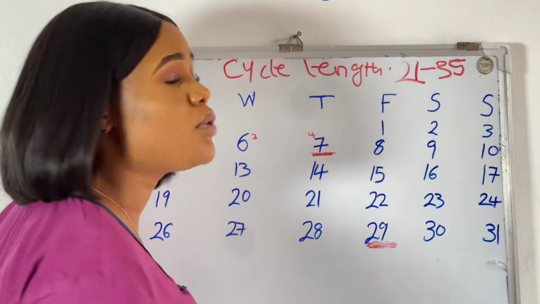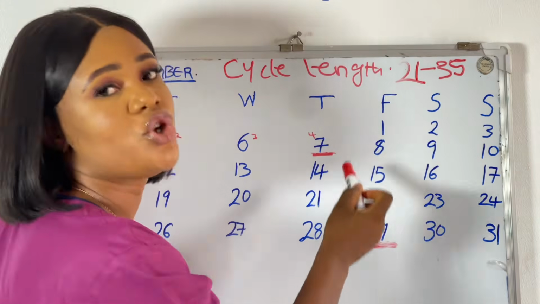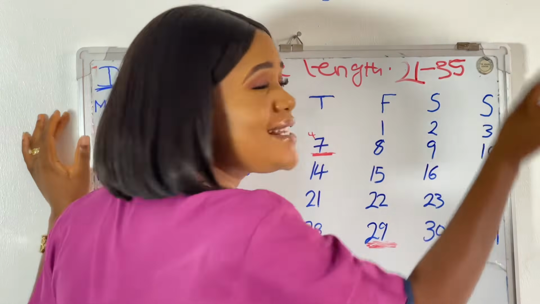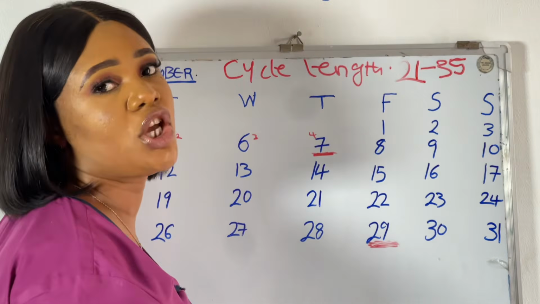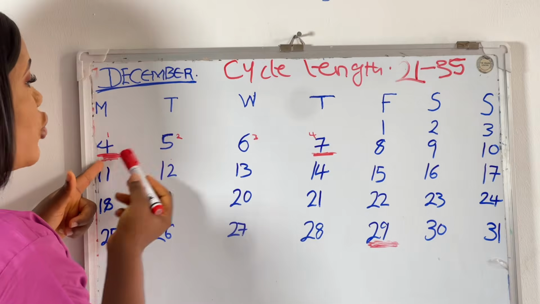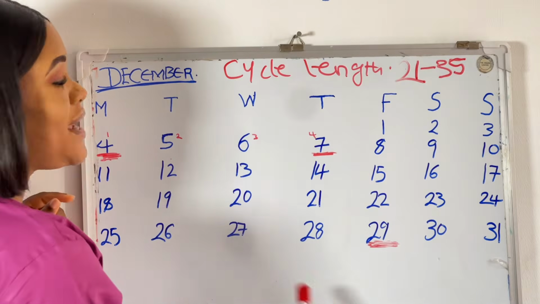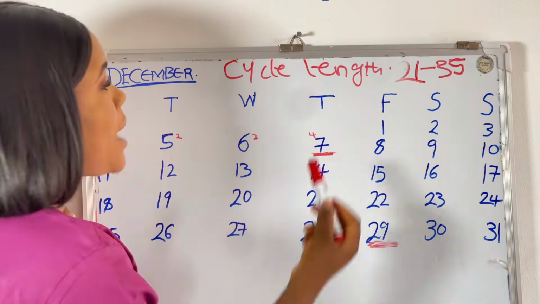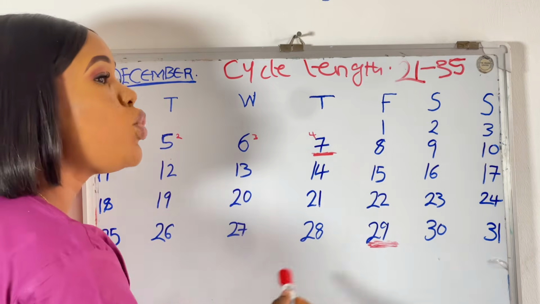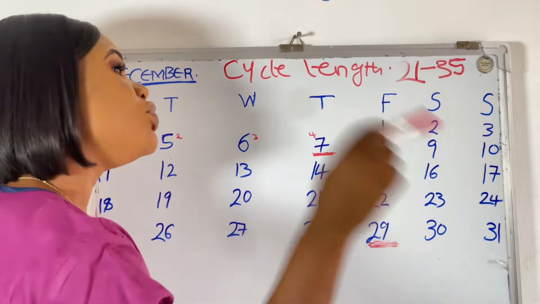But if you have a cycle length less than 21, you need to see your gynecologist or your doctor. If you have a cycle length greater than 35, you also need to see your doctor. So remember I said I started seeing my period on 4th and it lasted till 7th, and my next period appeared on 29th. My cycle length is from the first day of my period to a day before my next period appears.